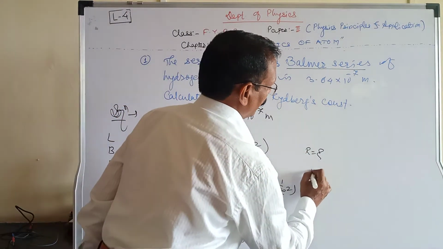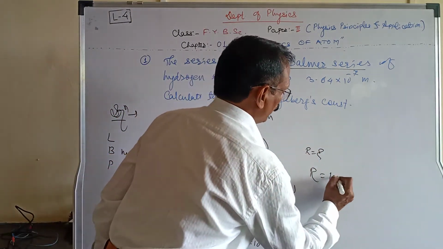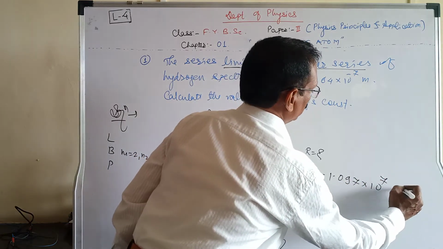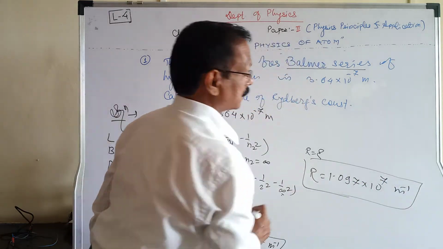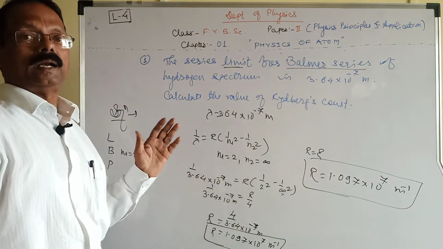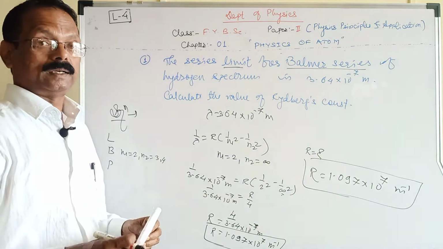So what is R? R is equal to 1.097 into 10 raised to 7 per meter here. So this is the value of the Rydberg constant. Okay. So this is a very simple example here. Now an example gives you the idea about the concept. Actually, what is the concept behind that here?